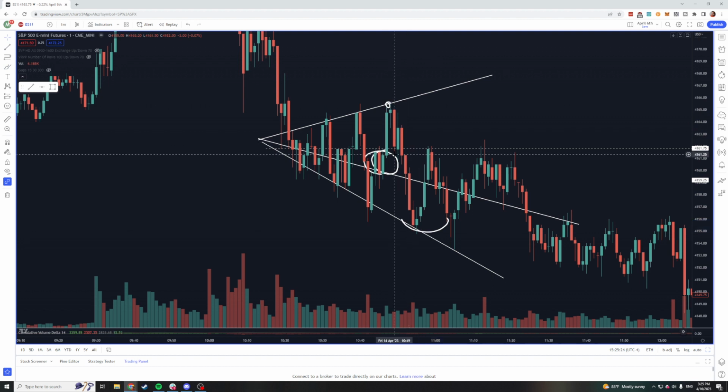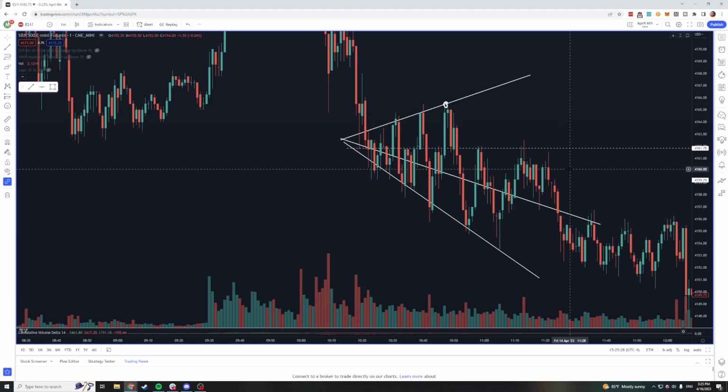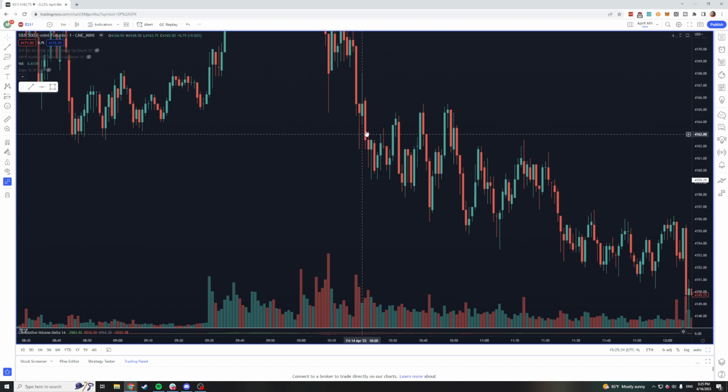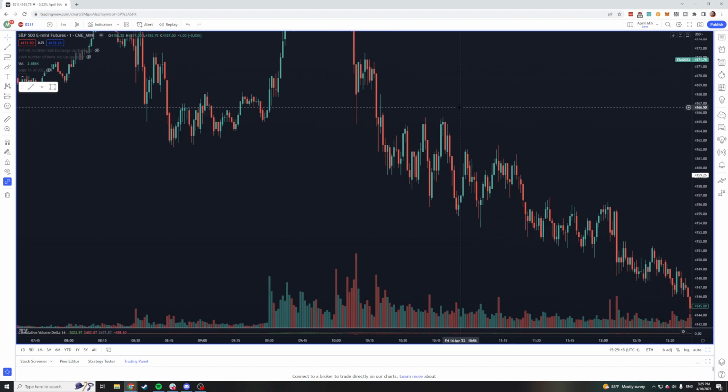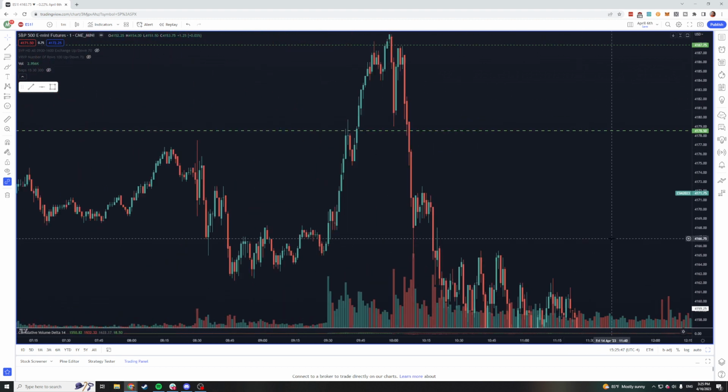On the higher time frames, this doesn't look like anything. It just looks like a mess. But if I get rid of all of these rays, we can see that this is putting in kind of this oval shaped pattern here, right? So very technical trade, but it certainly works.